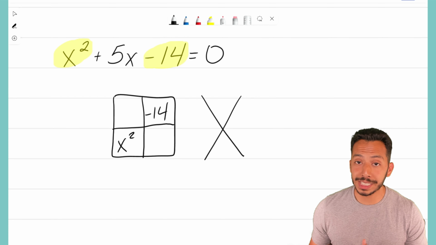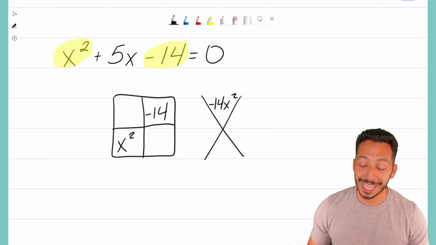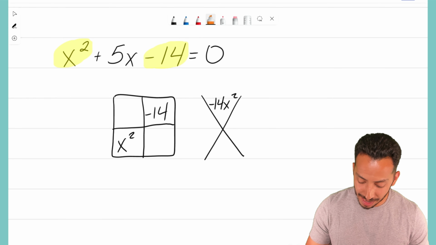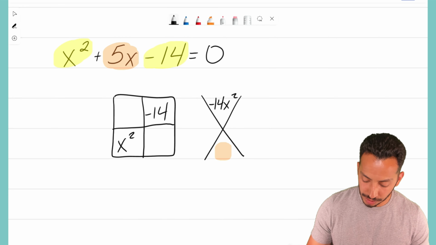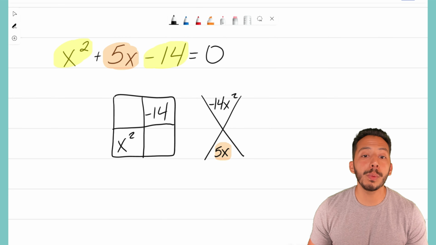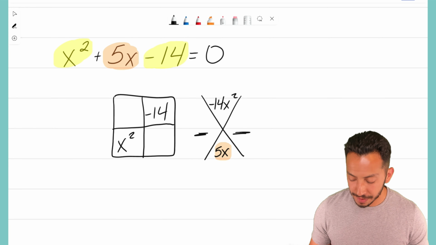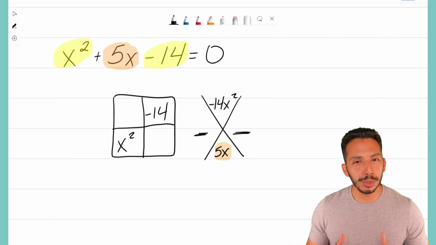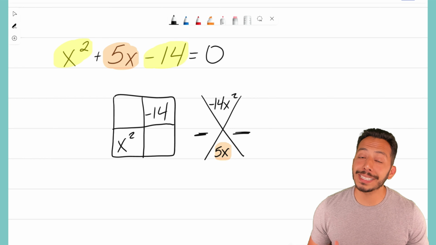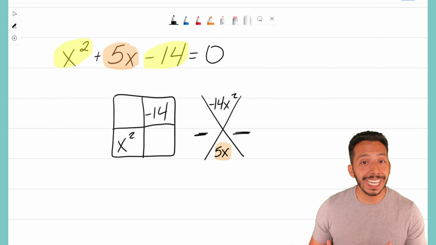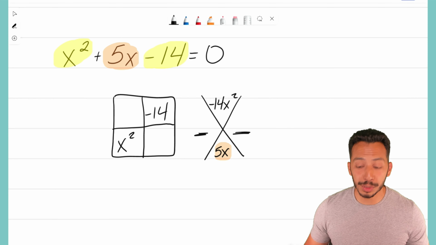So what's negative 14 times x squared? Well, that is negative 14x squared. Last but not least, don't forget we have our x variable, the 5x. That piece always goes here on the bottom. And now's the point where we have to think about what two terms, right? This is why we use this diamond problem. What two terms are going to multiply to negative 14x squared and add to 5x? What's going to multiply to get that?